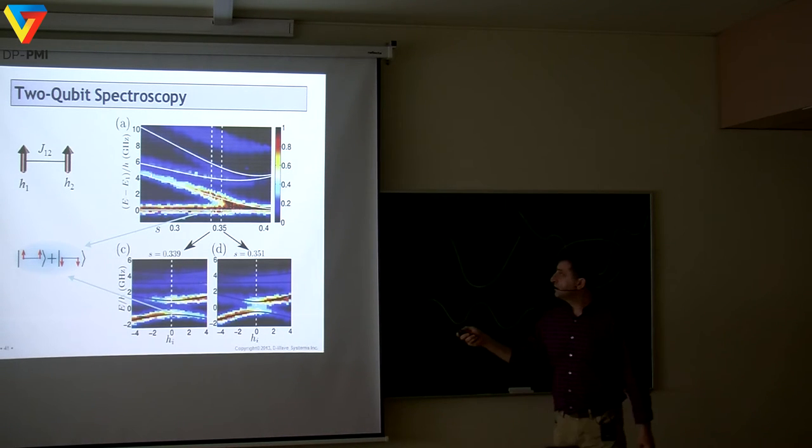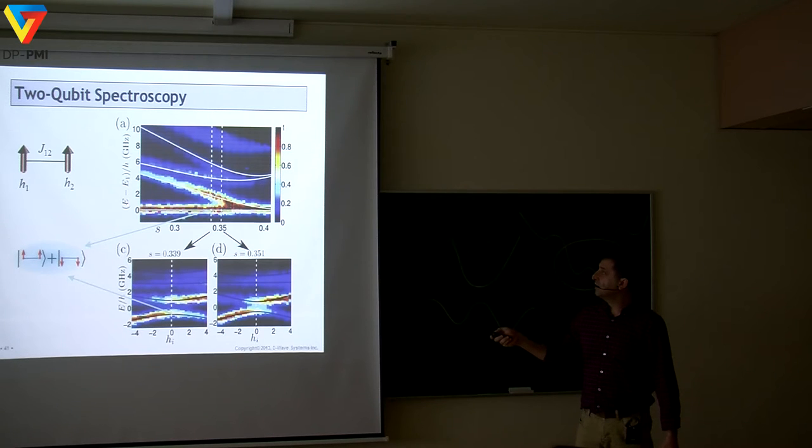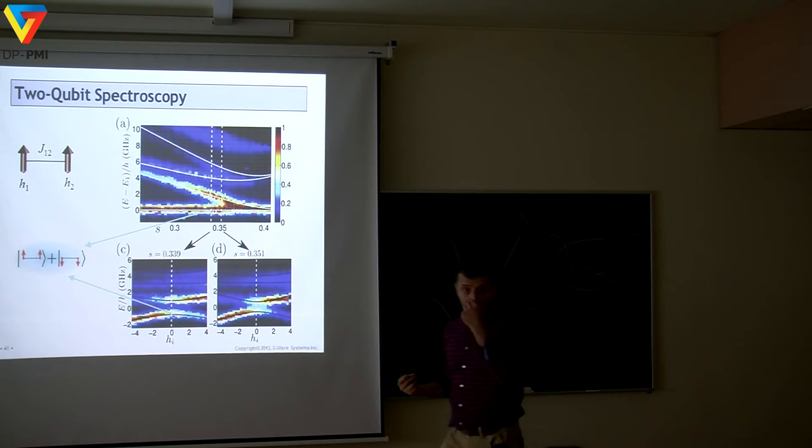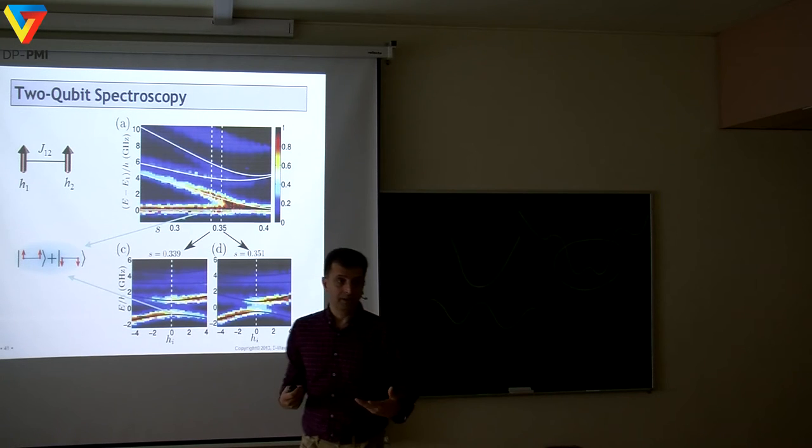And this actually justifies this. As I go towards the end of annealing, which is S equals 1, the gap actually closes. And this, too, I think, is compelling evidence that we have entangled eigenstates.